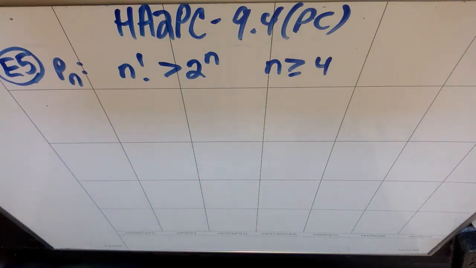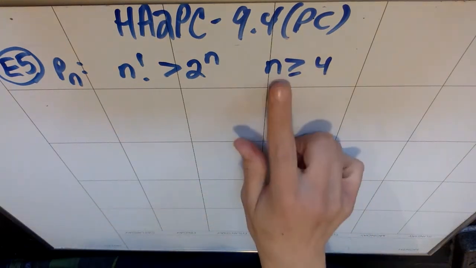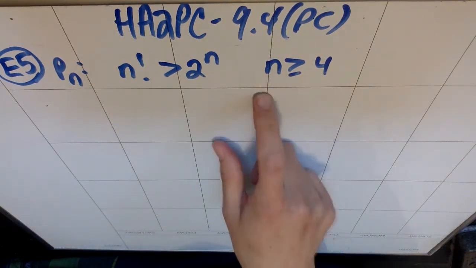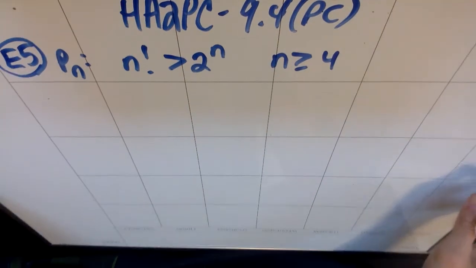We're going to go ahead and do example 5, which is showing that n factorial is greater than 2 to the n for n values greater than or equal to 4. So here's one of those rare situations where you're not showing P sub 1, because they specifically tell you this isn't going to work until you hit n is 4. So you're not going to prove P sub 1, you're going to prove P sub 4 as your first term.